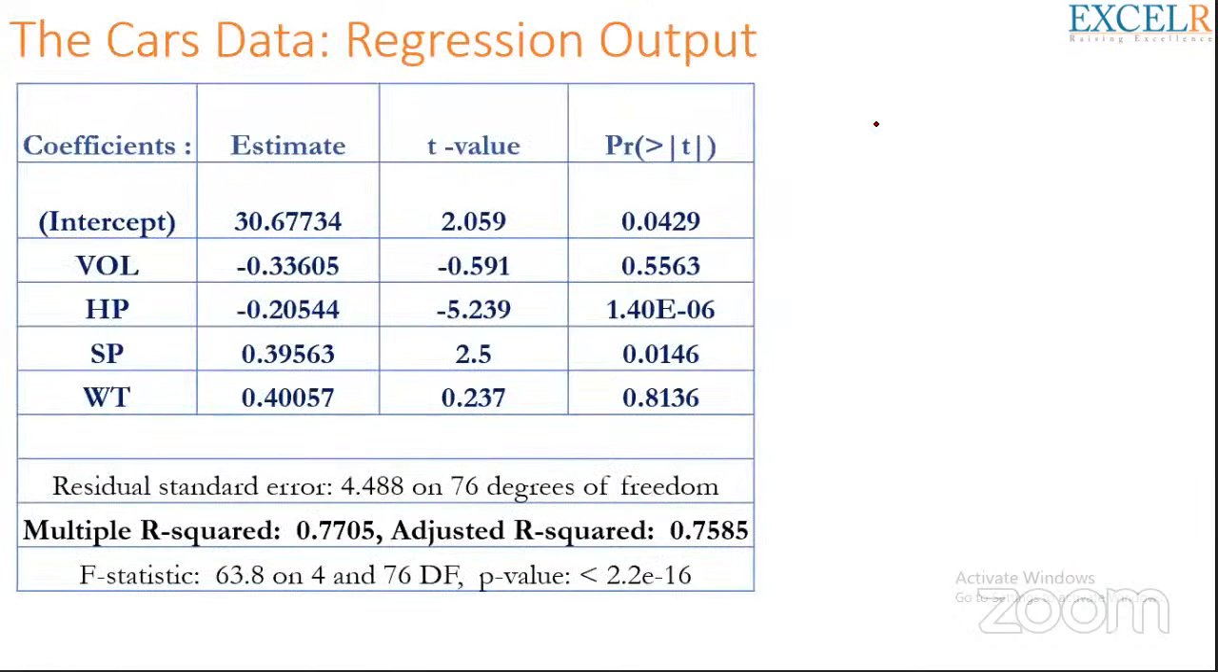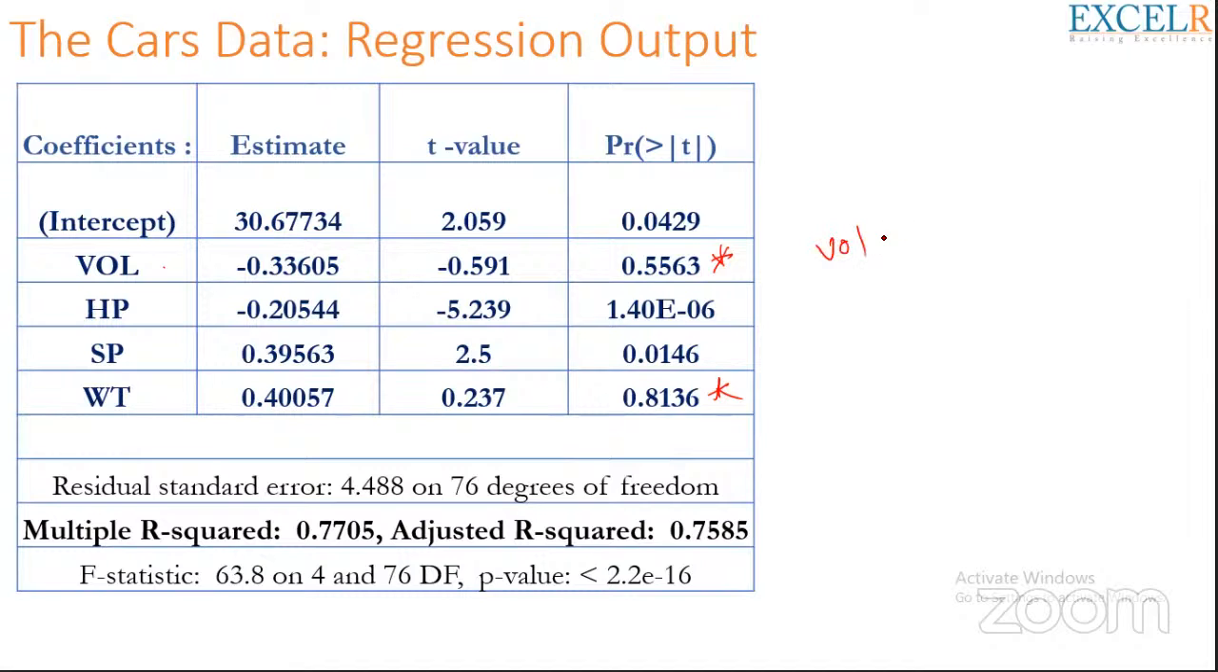Now we have realized that volume and weight also have to play a crucial role, but somehow the regression equation found that the volume is not significant and weight is also not significant. Now let us do one experiment. Instead of considering all these variables, I'll take only the volume.